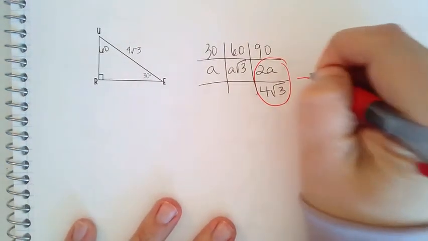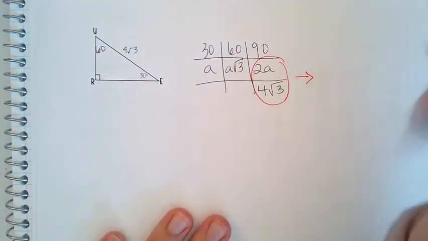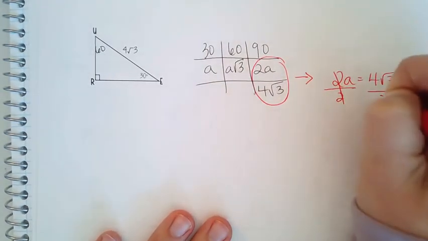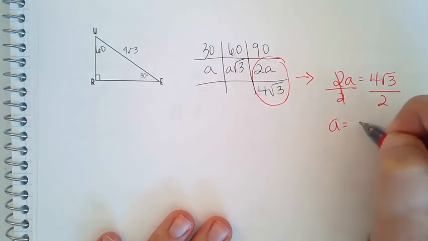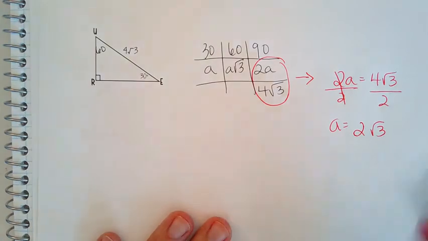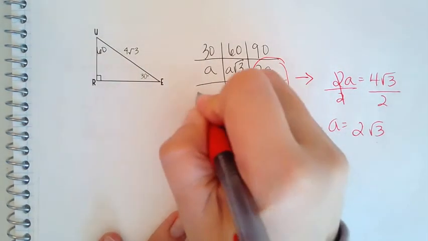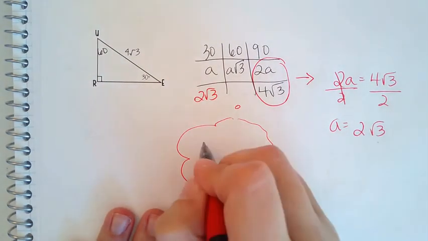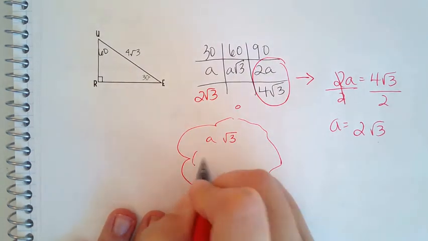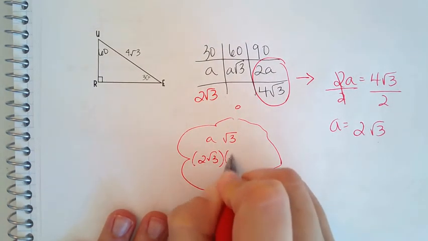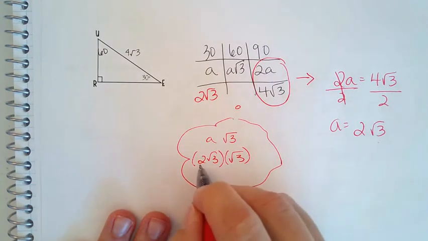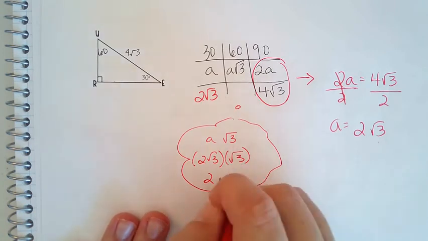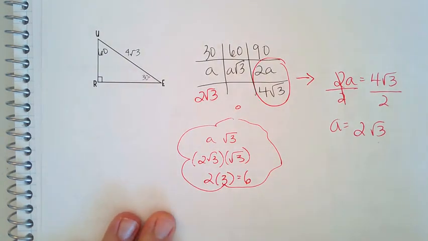You might know right off the bat what it is, but you might not. So if you don't, we can set up an equation. That's the whole point. 2a equals 4 root 3. If I divide both sides by 2, I get a equals 4 divided by 2, which is 2 root 3. Cool. If you have a, you have everything. And then, this one might be another weird one. What I have is a root 3, 2 root 3 times root 3. Well, 2 times 1 is 2. Root 3 times root 3, well, that's root 9, which is 3. And 2 times 3 is 6.